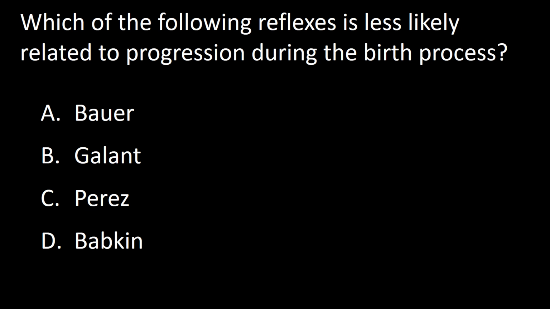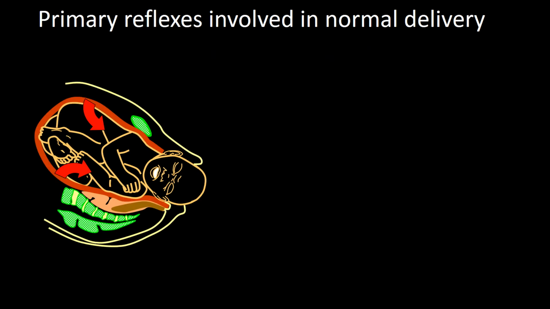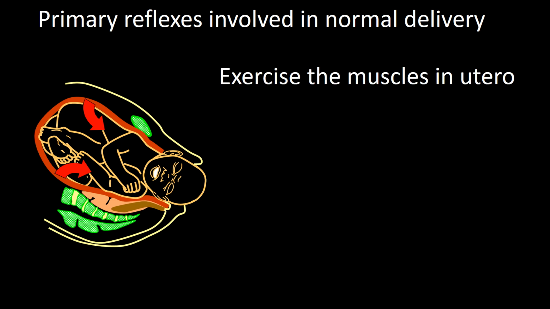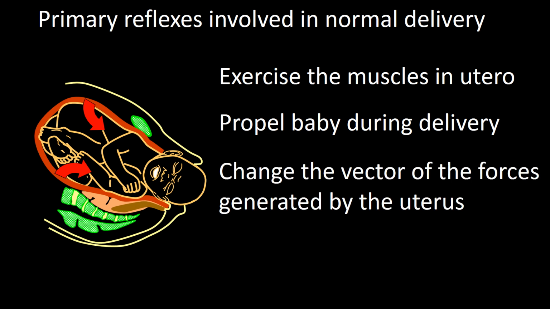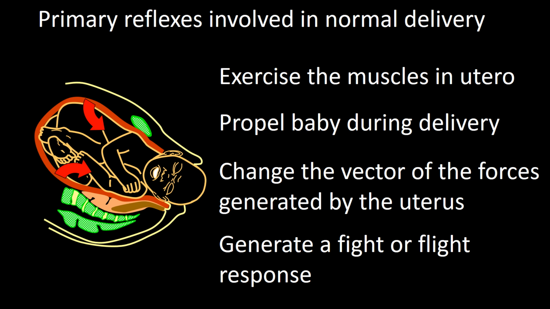Next question. Which of the following reflexes is less likely related to progression during the birth process? A, Bauer; B, Galant; C, Perez; D, Babkin. Some primitive reflexes are involved in the progression of babies during delivery. This is a logical conclusion, based on what else could these reflexes be there for, other than to exercise the muscle in utero, propel the baby out of the uterus during delivery, change the vector of the forces generated by the uterus, and generate a fight or flight response.